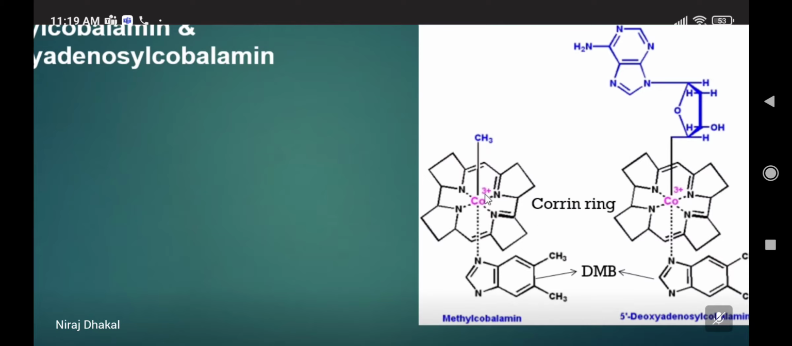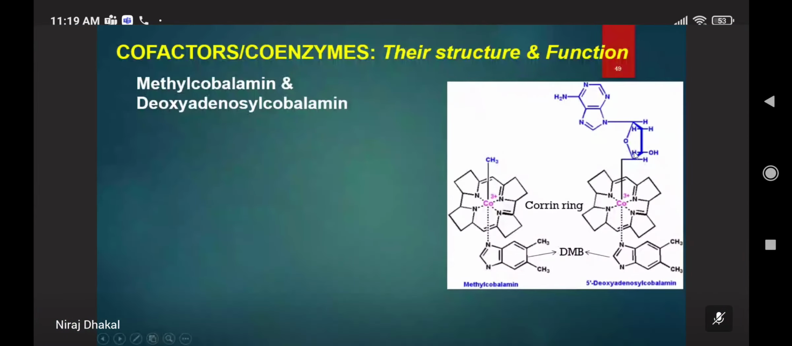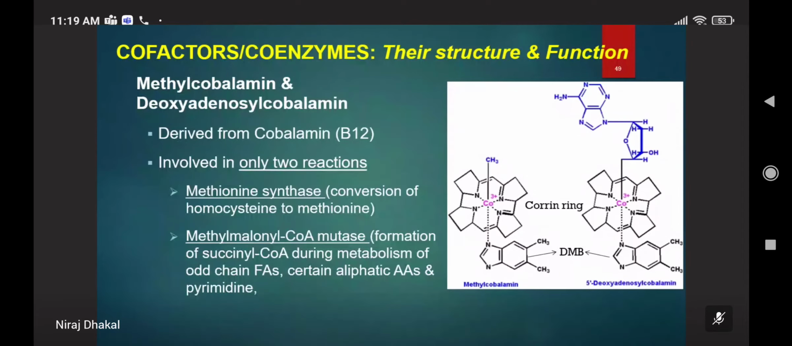This one is the corrin ring, and the 6th coordinate bond is coordinated with the methyl carbon to form the methyl cobalamin. Whereas if this 6th coordinate bond is linked with the deoxyadenosine, it is the linkage between the cobalt and another R group. If it is methyl, it is called methyl cobalamin. If it is deoxyadenosine, this is the structure of adenosine, it is called 5-deoxyadenosyl cobalamin. Both of these forms of vitamin B12 are the active form of cobalamin.